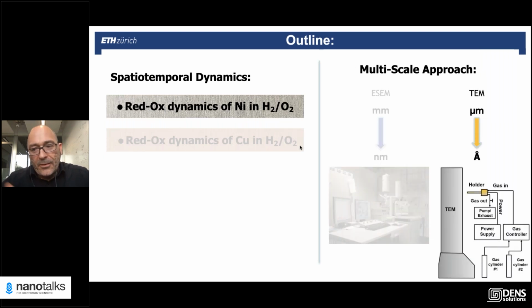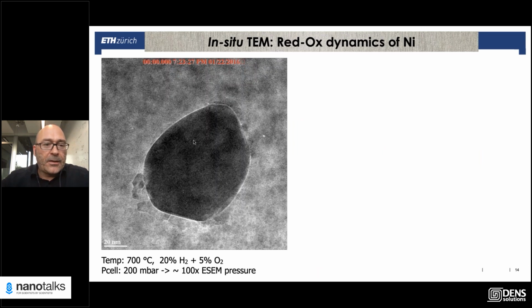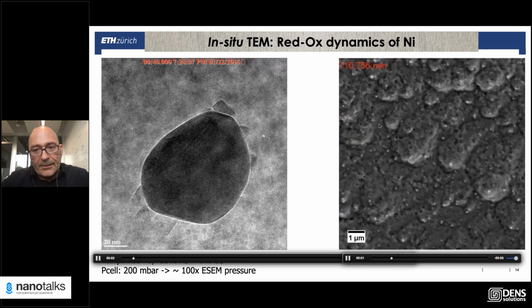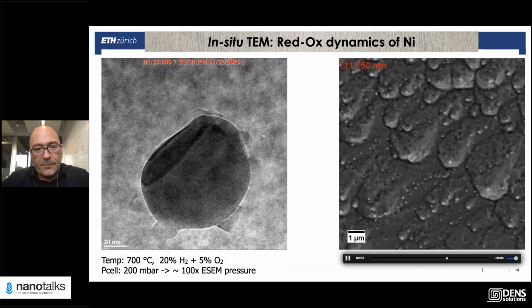So after looking at this system for quite a while, we said, okay, let's look at this in the TEM. So we used the dense holder, we loaded it with nickel particles, and here's what we saw. You see, this is a nickel particle at 700 degrees. The cell is pressurized to 200 millibar. We have hydrogen and oxygen, and at the beginning, this particle is in the metallic state. And as I play the video, you will see that there's some kind of redox dynamics on the surface. You see that there's some outgrowth of cubic nickel oxide happening, but overall it's in the metallic state. So this state here is actually similar to the metallic state in the SEM. This is the reactive state where we form water.